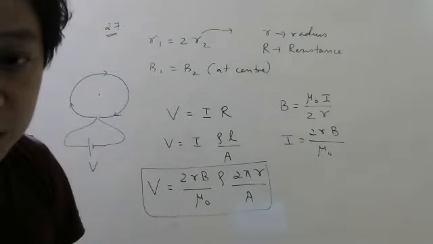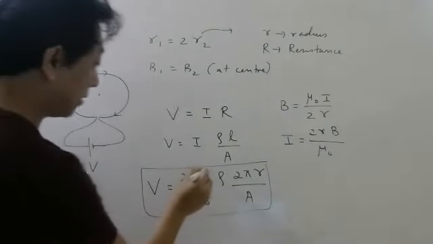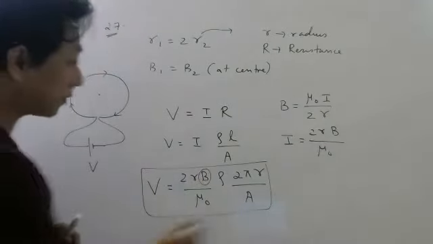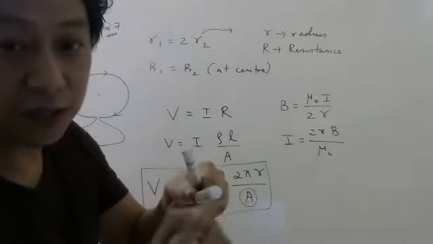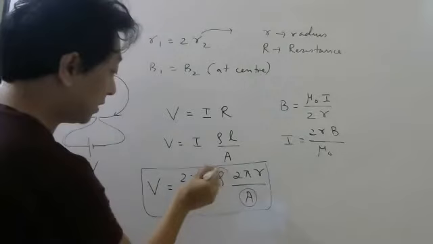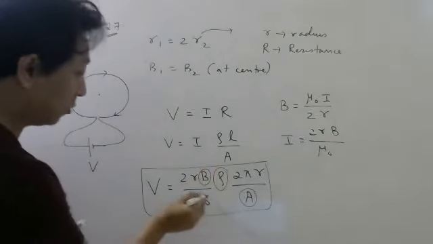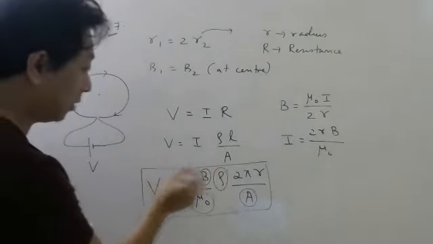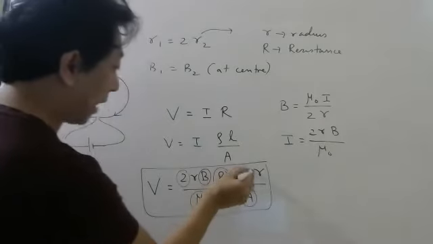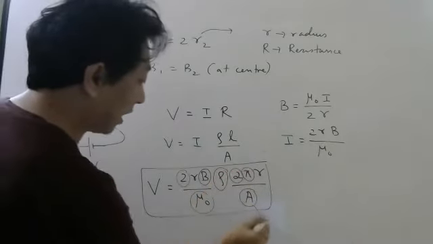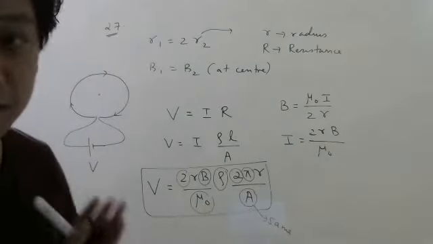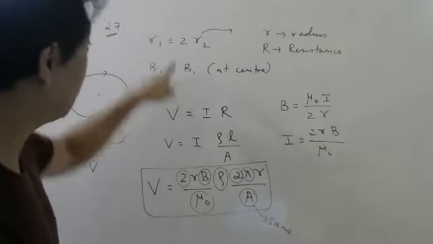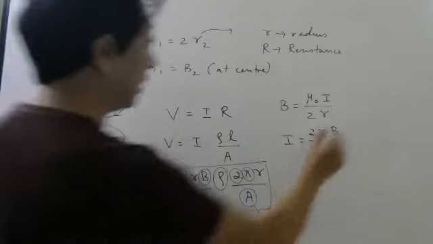Now check which quantities are the same. Magnetic field is the same. Area of cross section will be the same because it is the same wire. Resistivity will be the same. Mu naught is a constant, 2 into 2 is a constant, pi is a constant. So all these red ones are the same in the problem. So only what is different? Radius is different. So it is very clear.